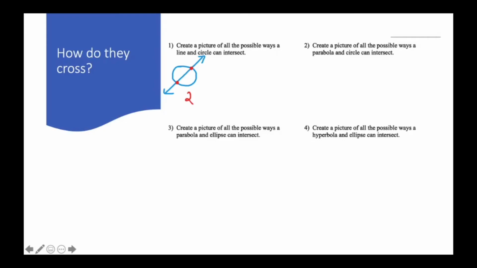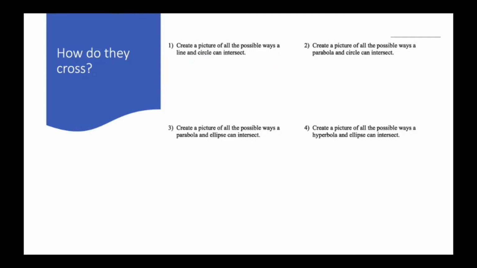Well, I could draw a circle and a line that don't cross at all. Then I would have 0 times. Is there another way that this line and circle can intersect? Well, if you remember back from geometry, they could cross 1 time. That 1 time is where the line is tangent to the circle. So we can cross 2, 0, or 1 time.